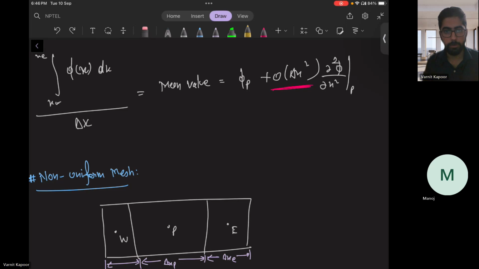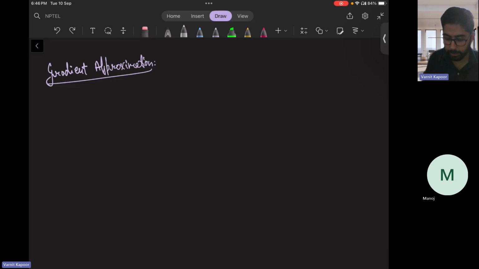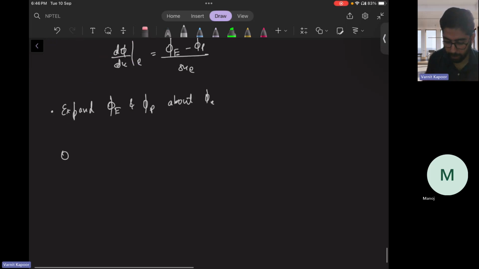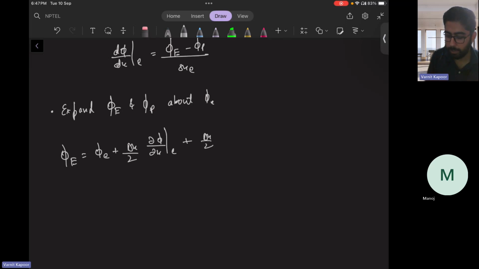Right. So let us do the gradient approximation. So dou phi by dou x at east will be phi E minus phi P over del x E. Now let us expand this phi east and phi P about small e. Phi E will be phi small e plus del x by 2 dou phi by dou x of east plus del x by 2 whole square by 2 factorial dou 2 phi by dou x square of east, and so on.